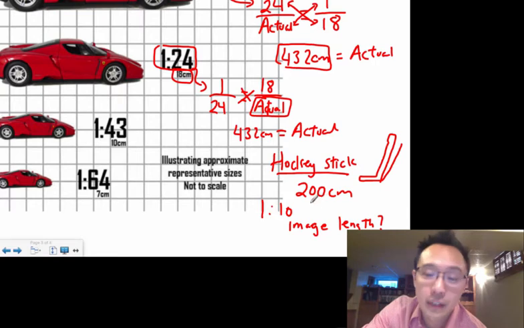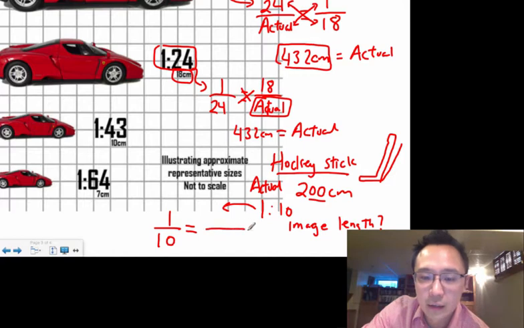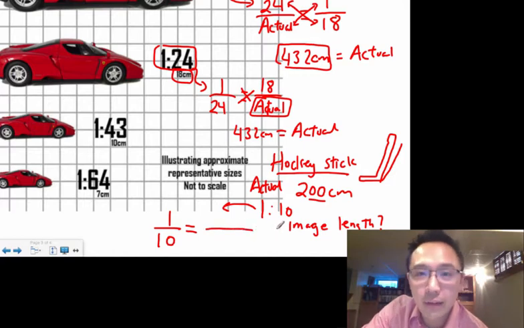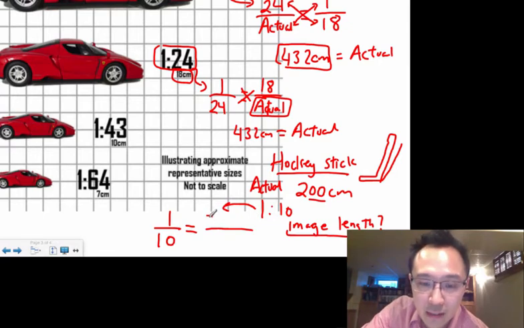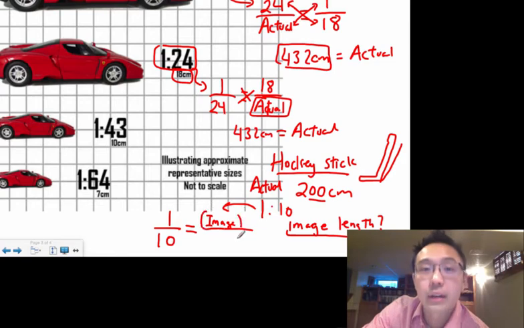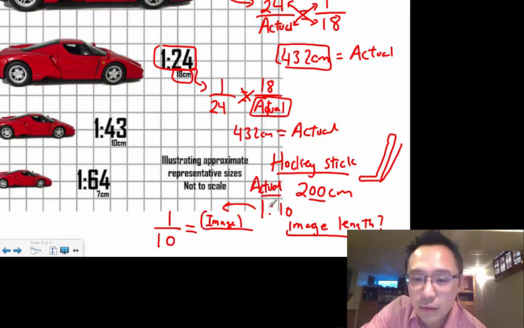So recap, if you're drawing a hockey stick, 200 centimeters long, this is the actual size. What is the image length if the scale is 1 to 10? So you set this up: 1 to 10, anytime you see that ratio, break it down into the fraction, 1 to 10. This is equal to, so what do you have so far? Do you have an image length? You don't have the dimension, so you're going to keep this as the image length. That's what we try to figure out. And the actual length we have, which is 200 centimeters, so you cross multiply.